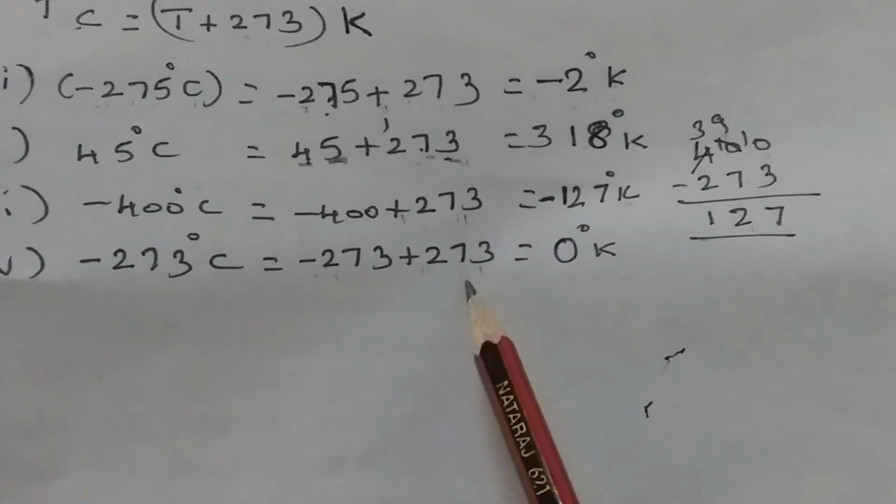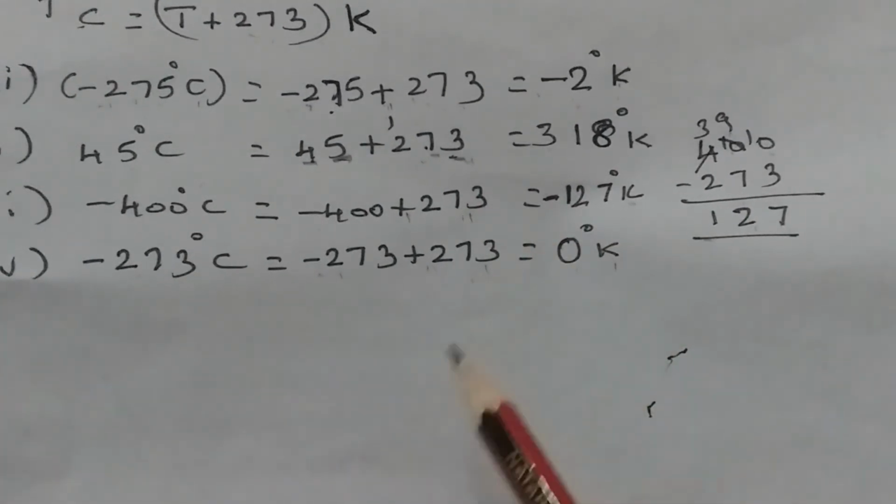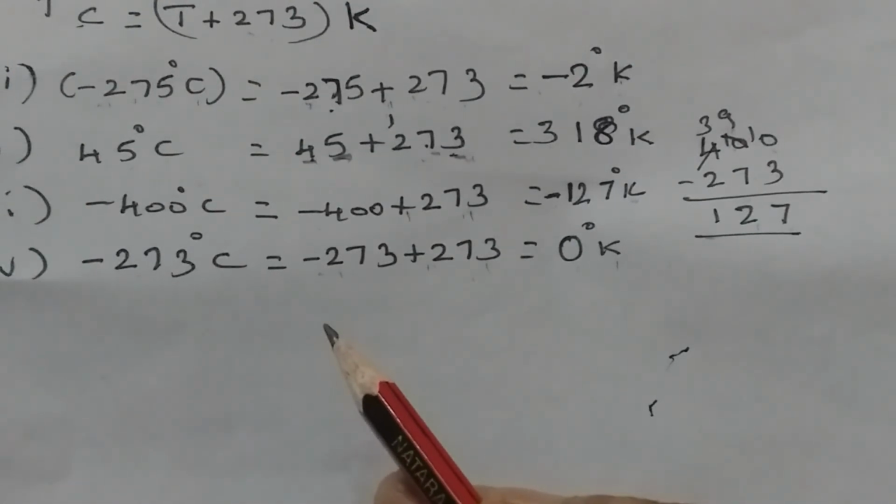Subtract 273 minus 273. Yes, 0 degree Kelvin. So this is all for question number 3. Let's move on to the fourth one.